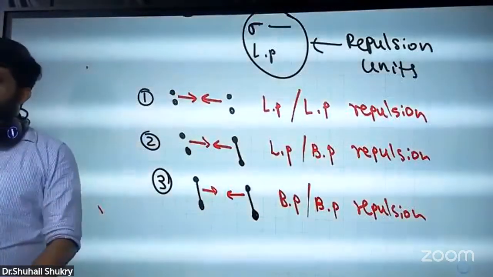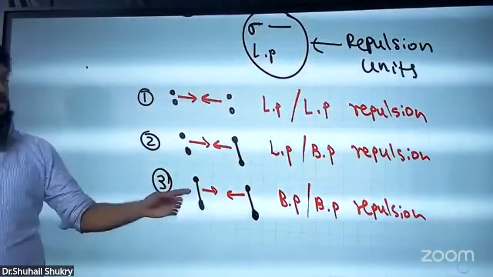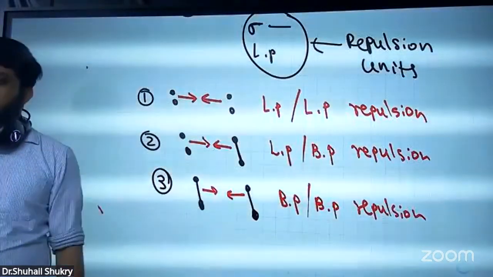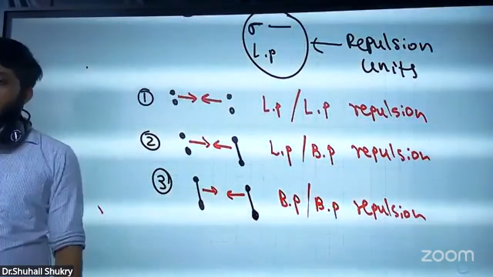Then the second highest will be whom? Lone pair and bond pair. The third one will be bond pair and bond pair. Their repulsions go in this order.